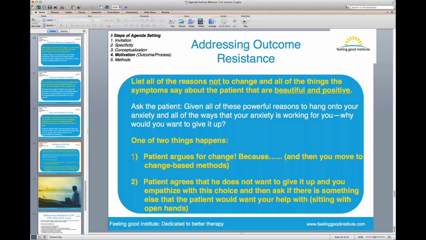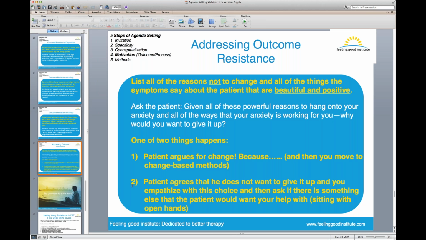So that's kind of where we're going with this. Now, the other possibility here, and it's important for me to say this, is that the patient doesn't argue for change. They say, when you say, well, given all these great reasons to keep worrying and all the ways that your worrying's really working for you, why would you want to give it up? Why would you want to work with me on this goal of reducing your worry?